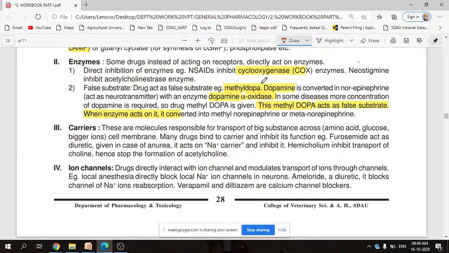So there will be an increased concentration of the dopamine, and this is required for the treatment of Parkinson's disease. So this is the use of the false substrate in the treatment of the disease.